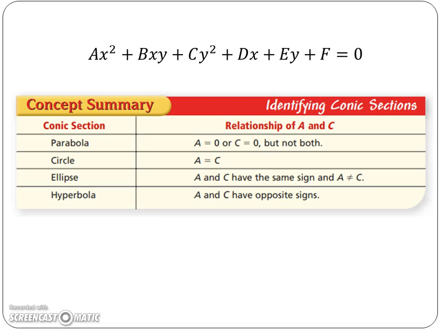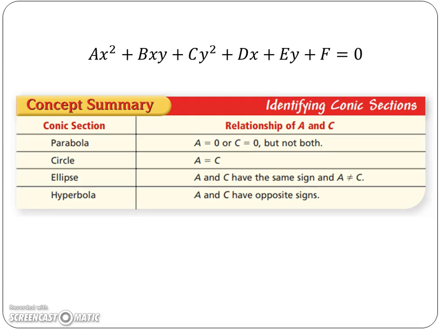Okay. Our next one, we need to talk about how to identify conic sections. So think of it in the format of ax squared plus bxy plus cy squared plus dx plus ey plus f equals 0. We really only need to care about the a and the c, the coefficients of x squared and y squared. It is a parabola if a equals 0 or c equals 0, but not both, meaning you either have x squared or y squared, but you don't have both.